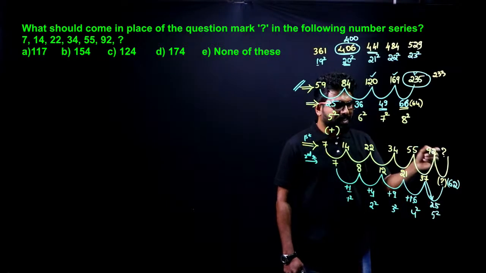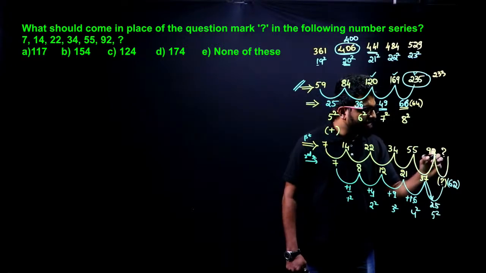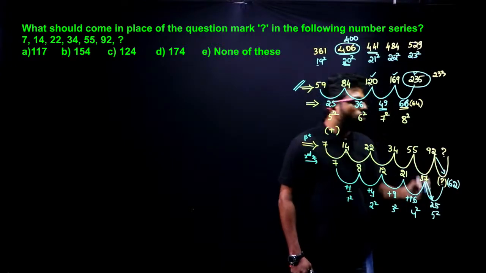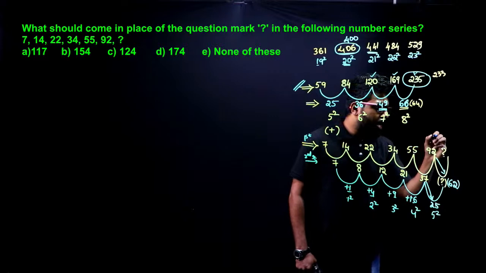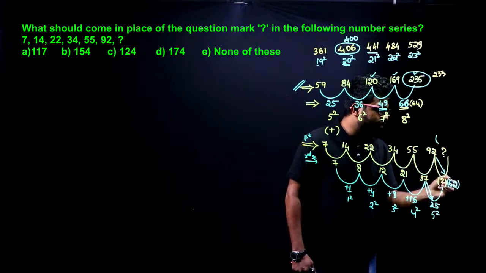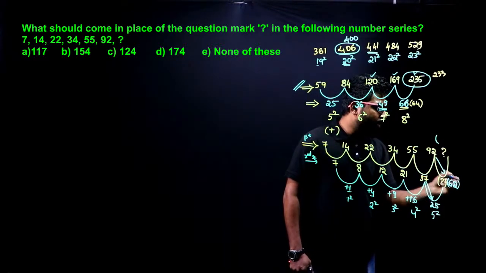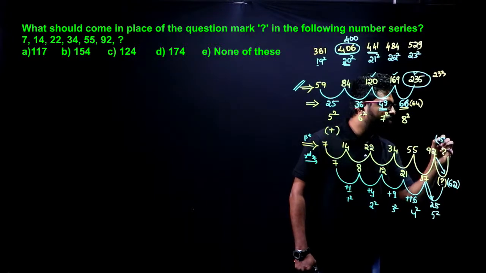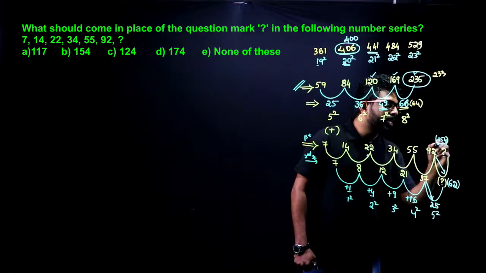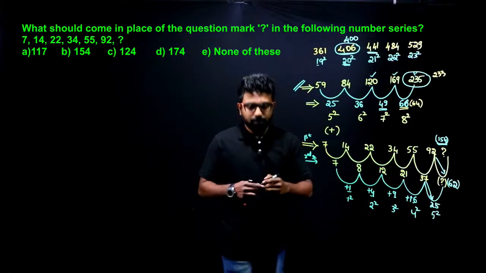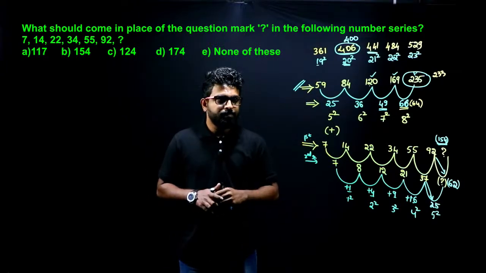How do I get the missing term in my first series? I need to add 62 and 92. What do I get as my answer? 92 plus 60 gives me 152. 152 plus 2 gives me 154. So the answer here would be 154. Am I clear? Very good.